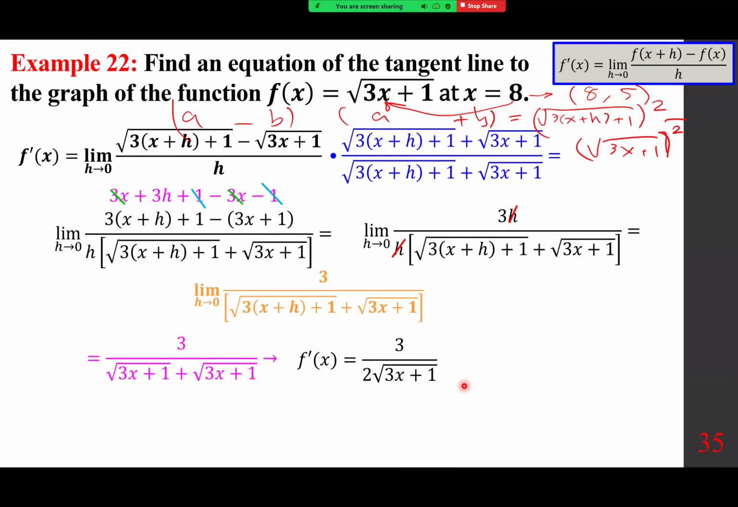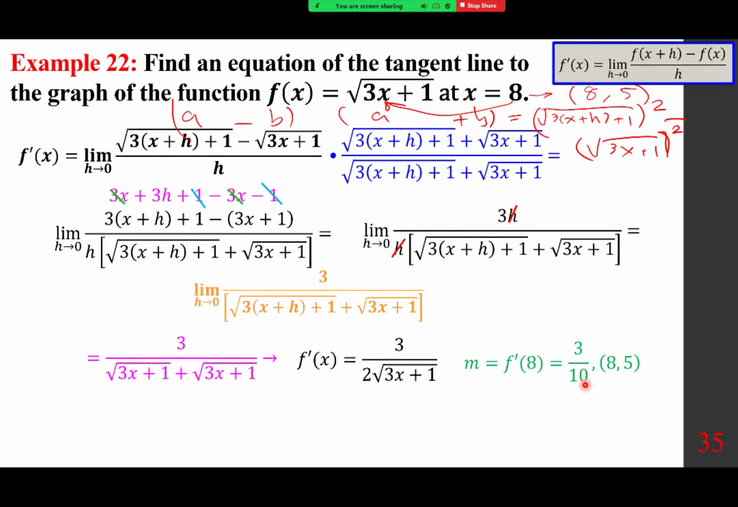We already have the pair. How do we find the slope? Plug in 8 into f prime of x. So m is f prime of 8. So if I plug in 8, we know this becomes 5. So 3 over 2 times 5, or 3 over 10. We showed that this ends up being 5, right, everybody? So when you plug in 8, this is 5. 2 times that is 10, 3 over 10.